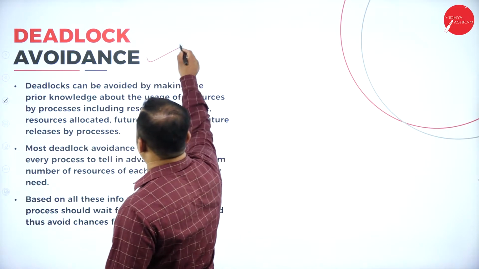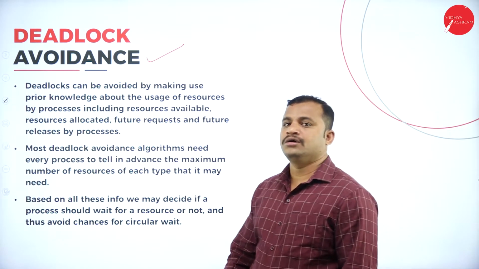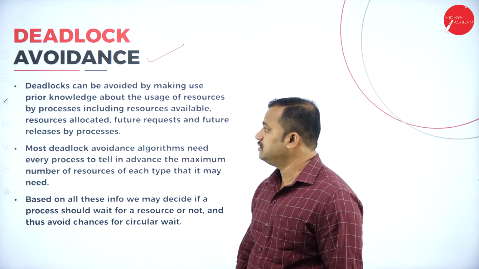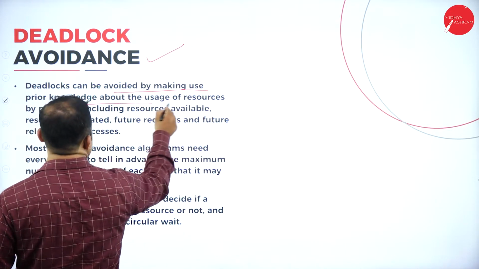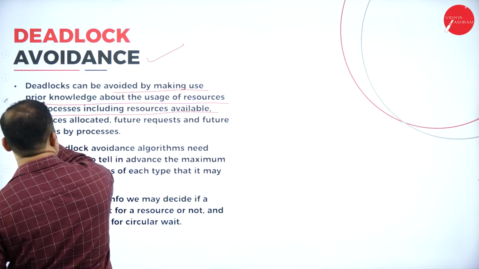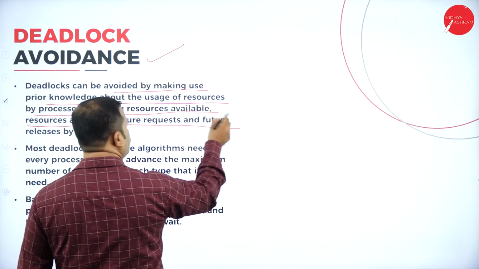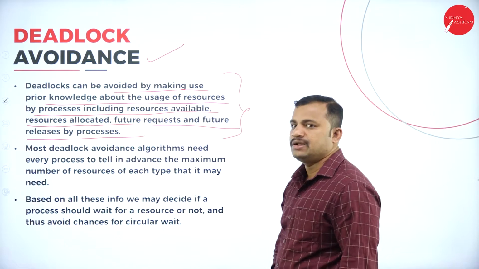Then, which is the next one? Deadlock avoidance. How can we avoid the deadlock from the operating system? That means deadlocks can be avoided by making use of prior knowledge about the usage of resources by processes, including the resources available, resources allocated, future requests and future releases by processes. What is the meaning of this?